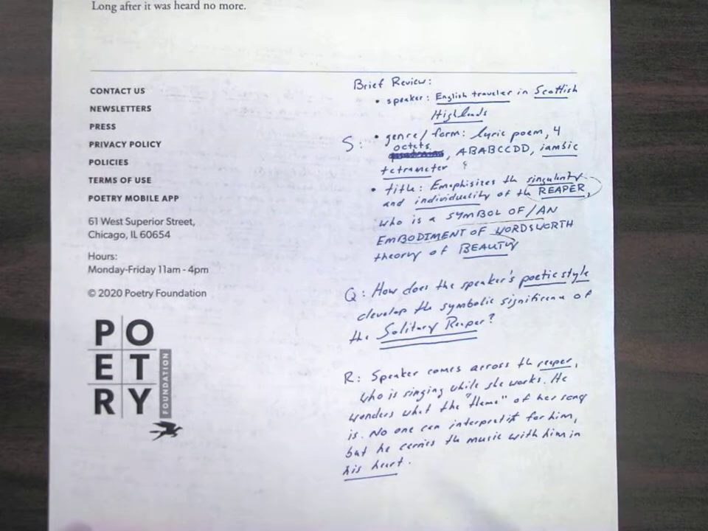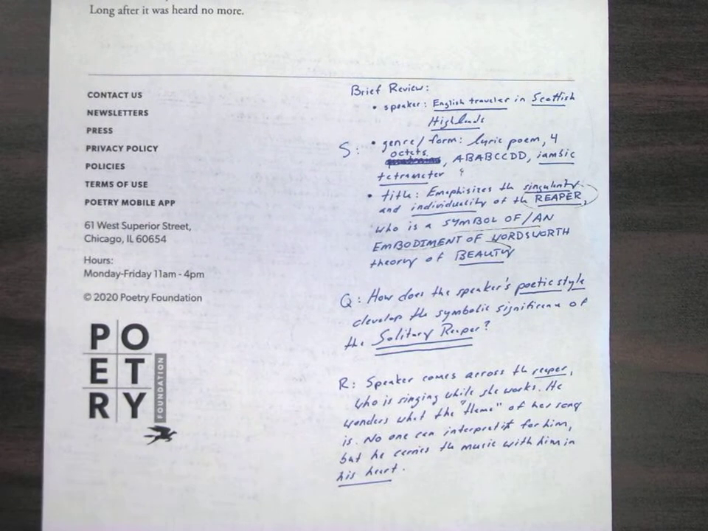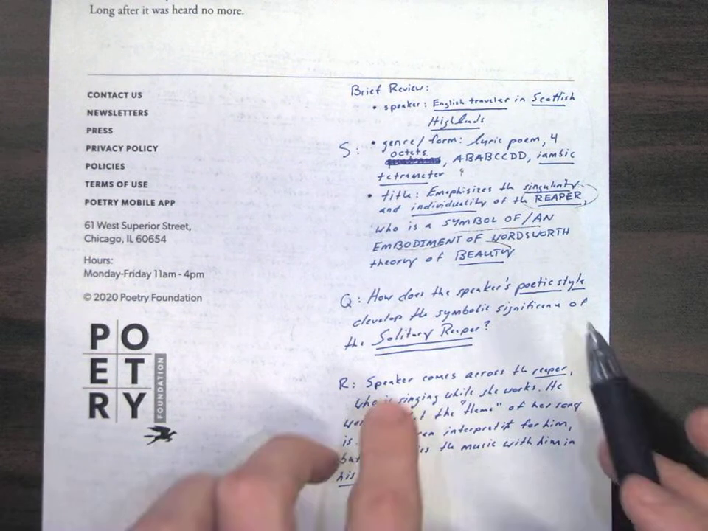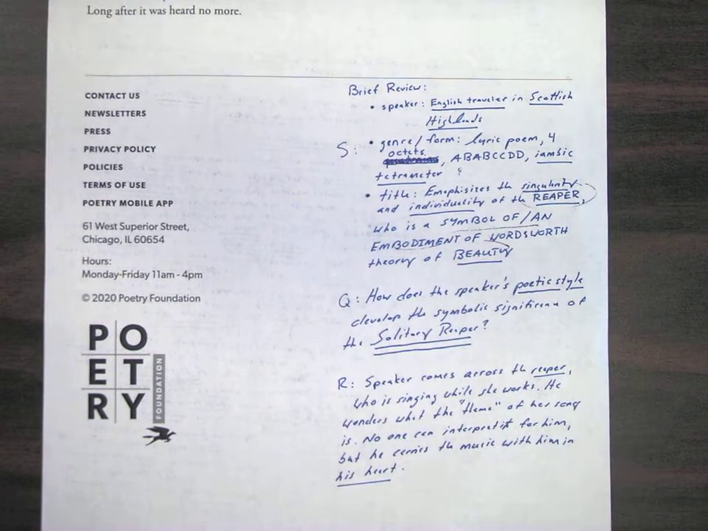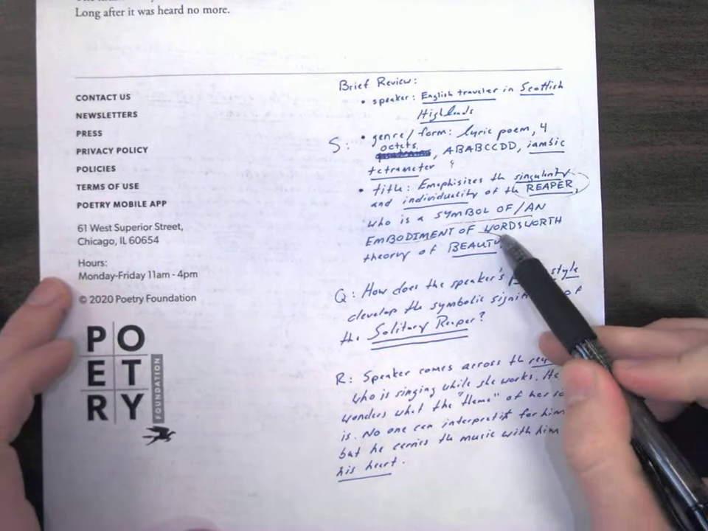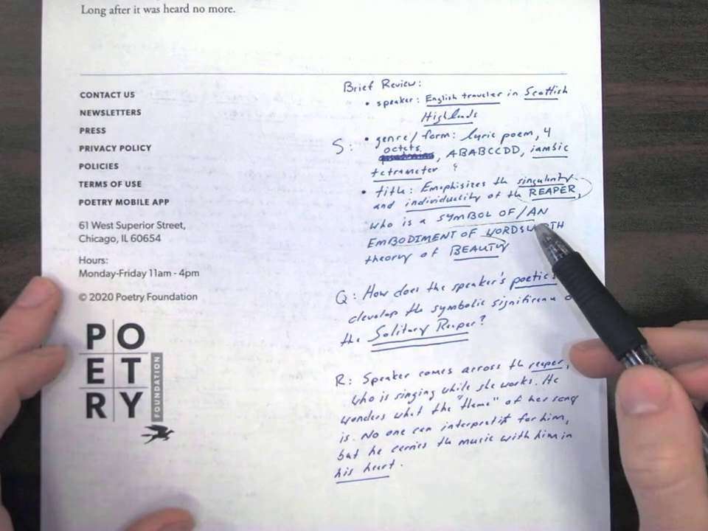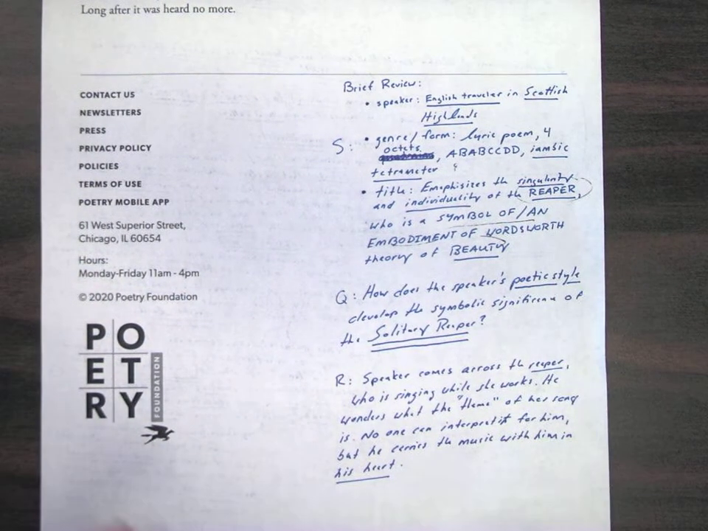Now, the title, as we talked about yesterday in a little more detail, emphasizes the singularity and the individuality of the Reaper, who is a symbol and an embodiment of Wordsworth's personal theory of beauty. Now, this word we typically throw around without really meditating on what beauty is and what it means to engage with beauty.